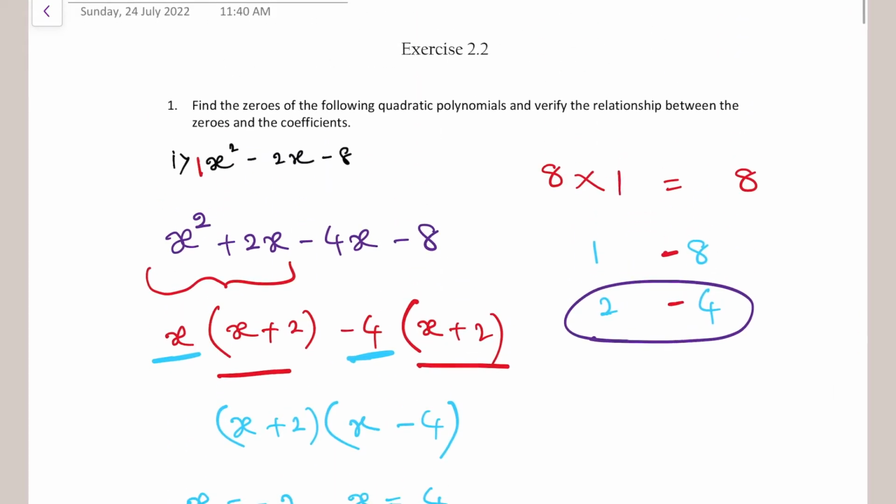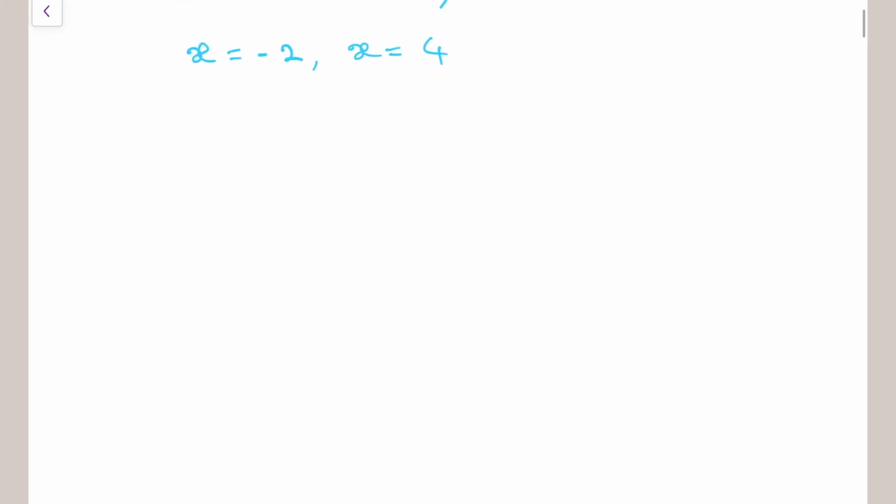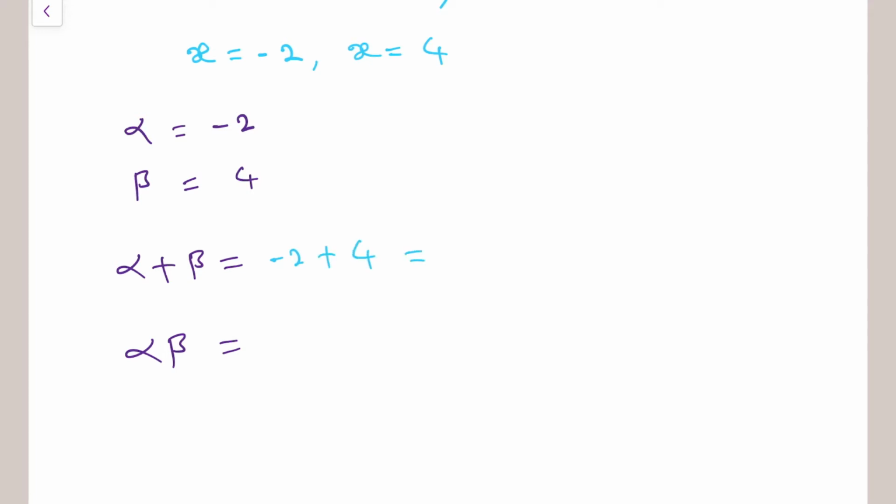Then he is asking to verify the relation also. So let us check how to solve that. One zero you take as alpha and the other zero you take as beta. Here minus 2 I am taking as alpha and plus 4 I am taking as beta. You can take it in reverse also, no problem. Then we need to find the sum of the zeros as well as the product of the zeros. Here for the sum of the zeros, we need to add both the zeros. Alpha is minus 2 plus beta is 4. Minus 2 plus 4 is 2. Alpha into beta, alpha is minus 2 into beta is 4. 4 into minus 2 is minus 8.